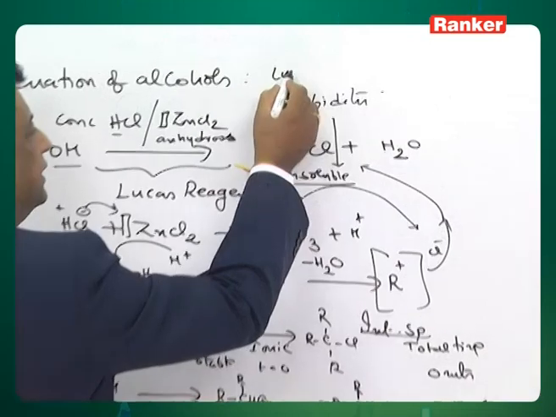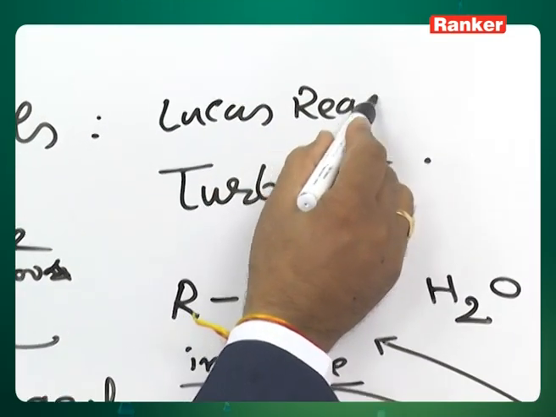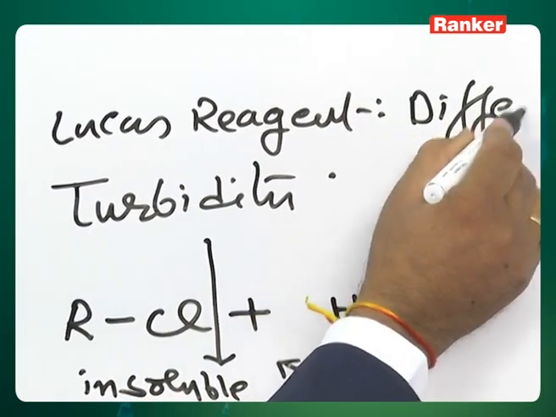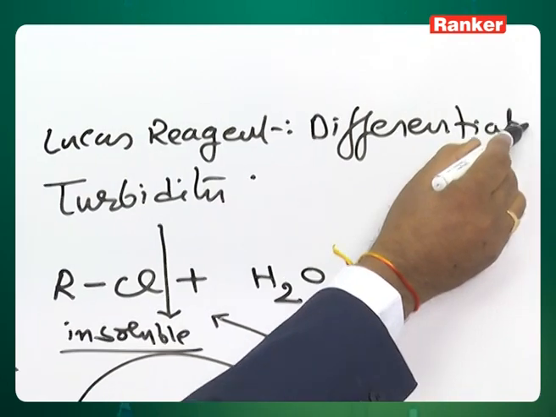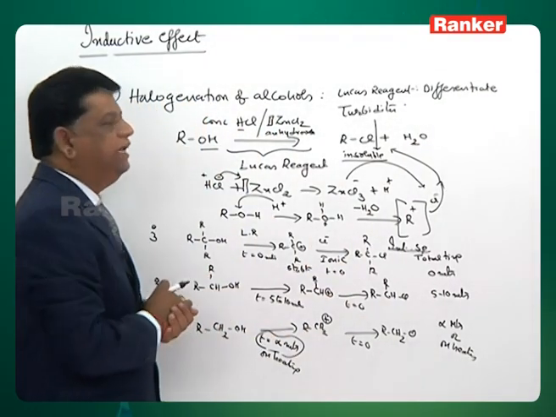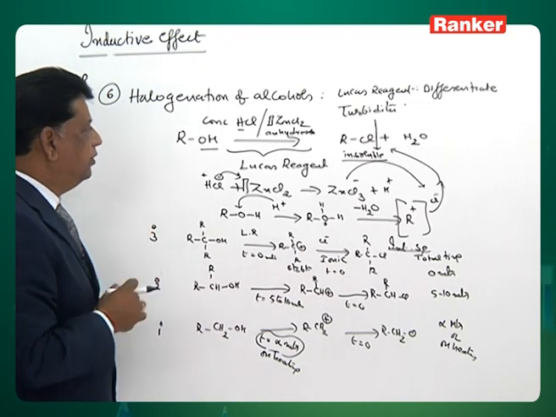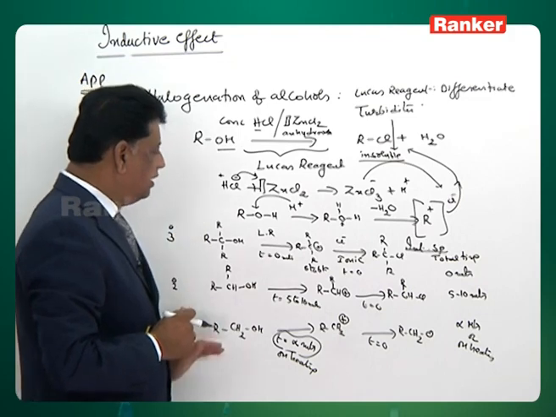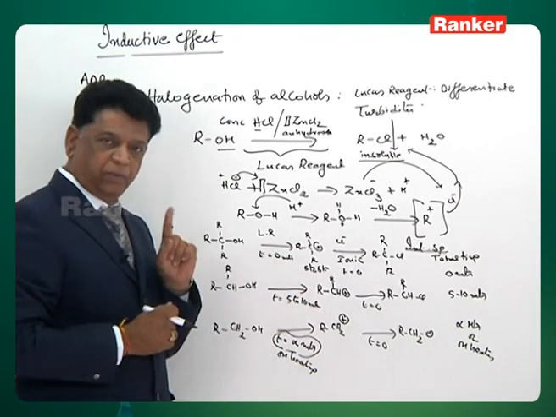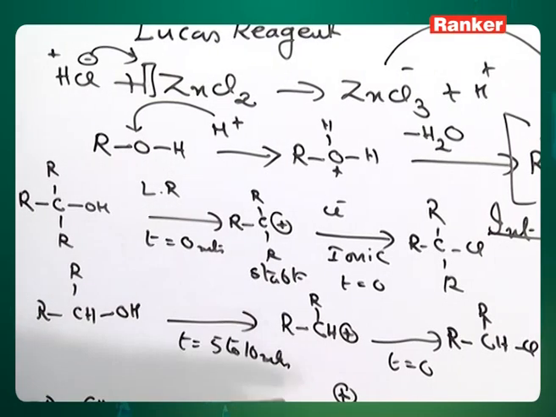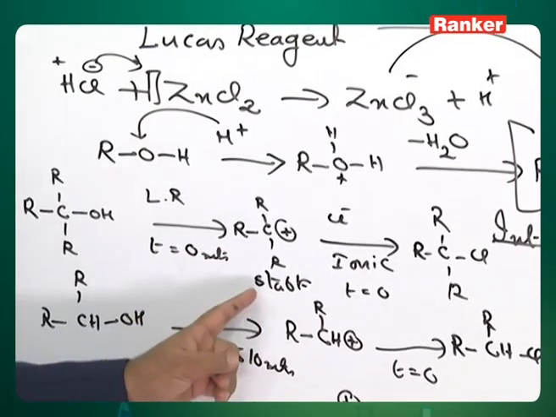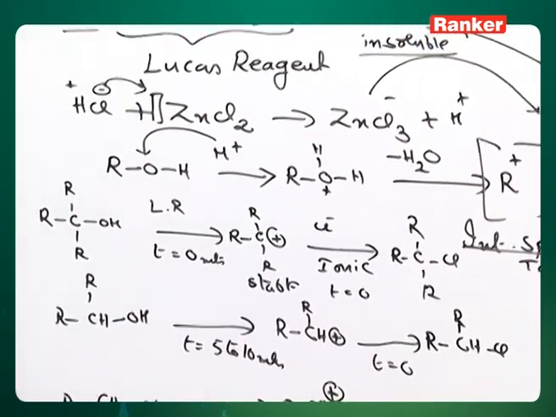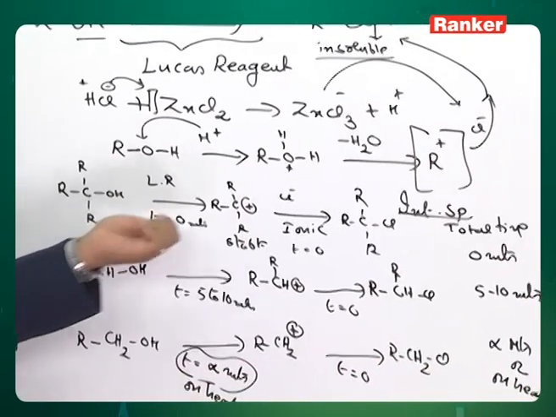So, the Lucas reagent is able to differentiate, or distinguish, the 3 degree, 2 degree and 1 degree alcohols. On what basis are you differentiating? All the alcohols pass through their intermediates, that is, carbocations. The carbocations are of different types, so the tertiary one formed is more stable and therefore fast, consuming 0 minutes because of the stability of the intermediate.